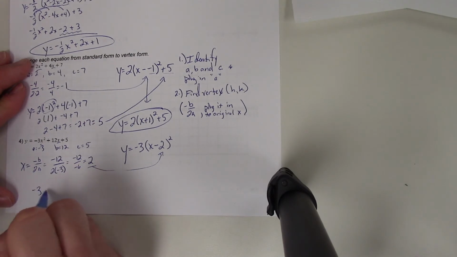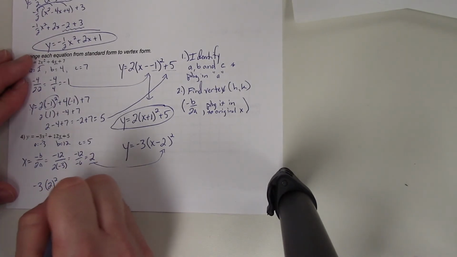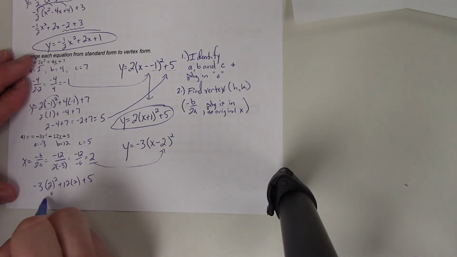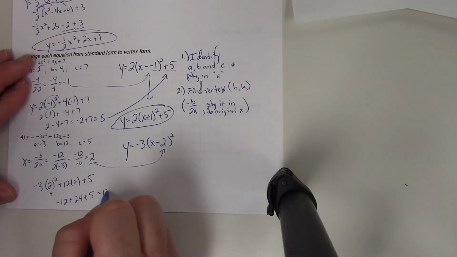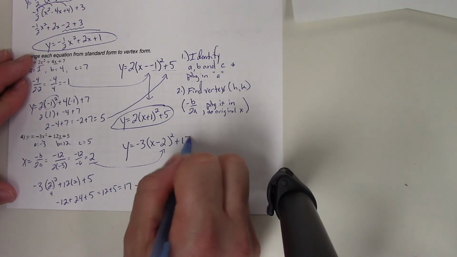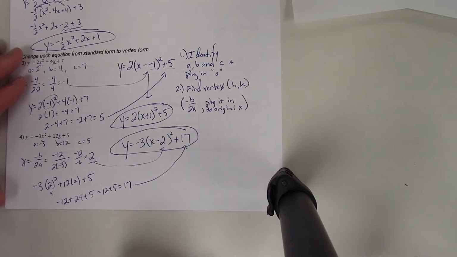I get negative 3 times 2 squared plus 12 times 2 plus 5. This becomes 4, of course, because 2 squared is 4, and times negative 3 gives me negative 12, plus 24 plus 5, 12 plus 5 is 17. And again, that's my y value of my vertex. There's my answer. Done.